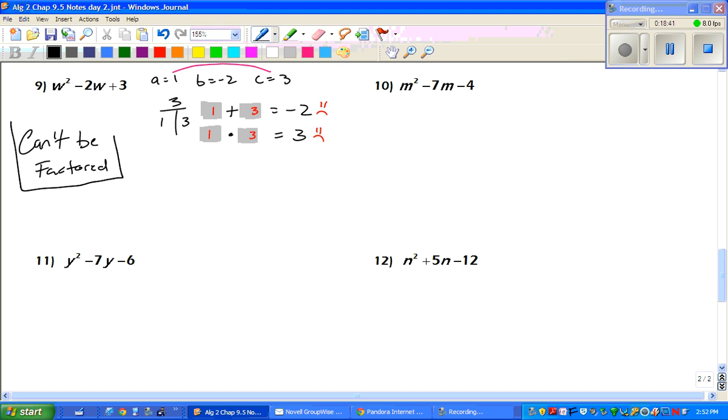And we're going to put ones like that where there's no way we can figure out what numbers go into both of those. All right, let's look at number 10. A is 1, B is negative 7, and C is negative 4. Remember to multiply 1 times negative 4, so we want the factors of 4, which are 1 and 4, 2 and 2. So what combination of those numbers add up to negative 7, but multiply to get to negative 4?